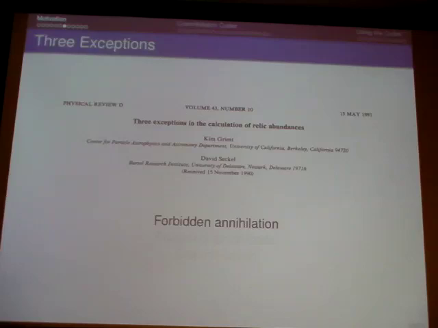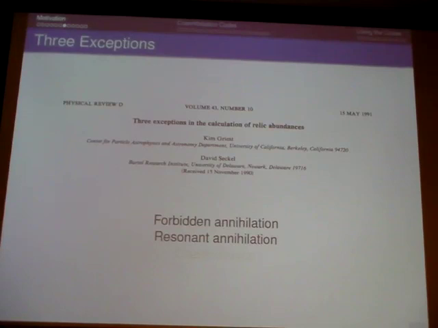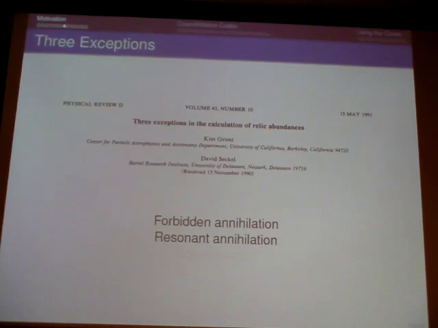Another one they point out is resonant annihilation. If you've got some resonance in your cross-section, this can greatly reduce the relic density that you get. This wasn't taken into account in the calculations in the late 80s, but it definitely is now. And the third thing they point out, which is what we're going to talk about today, is coannihilation.